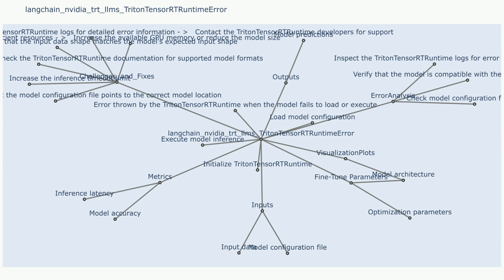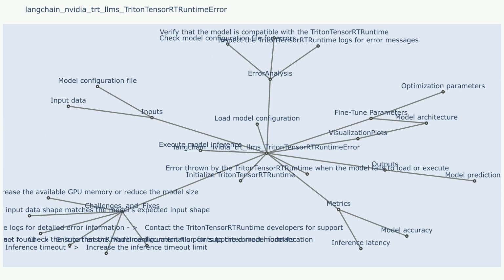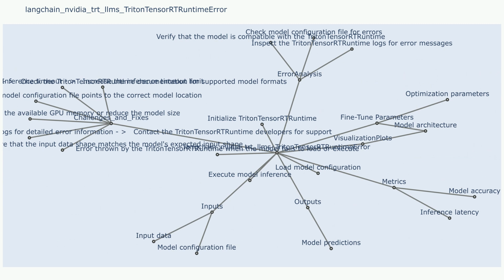Steps. Initialization. The Langchain NVIDIA Triton LLM model is initialized and configured to connect to the Triton server. Inference. The LLM attempts to send the input text to the Triton server for processing. Error handling. If an error occurs on the Triton server during processing, the Triton TensorRT runtime error is raised. Inference latency. The time taken for the Triton server to process the input text. Server health. The availability and stability of the Triton server.